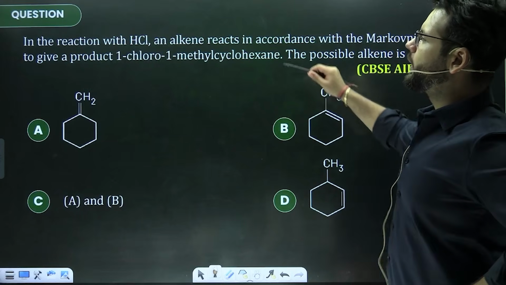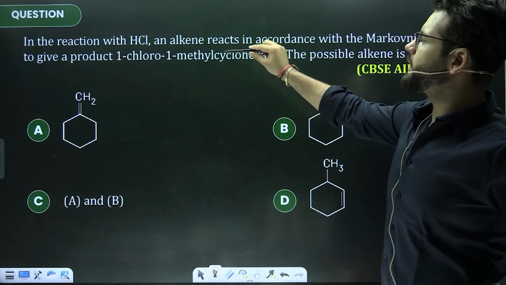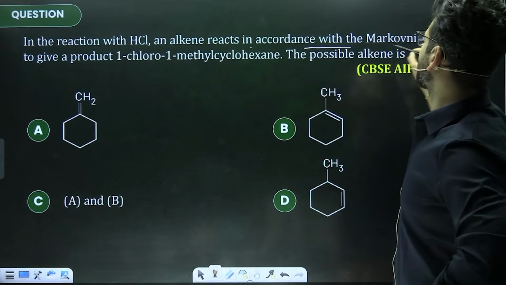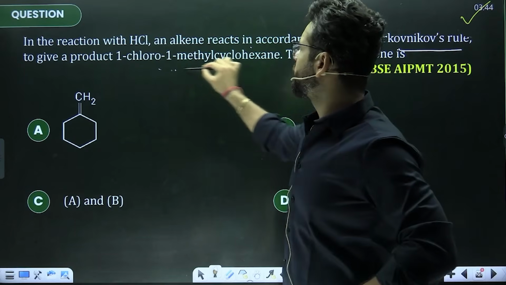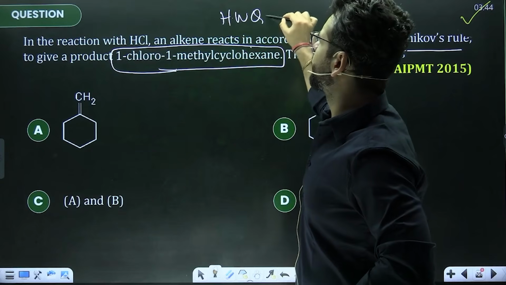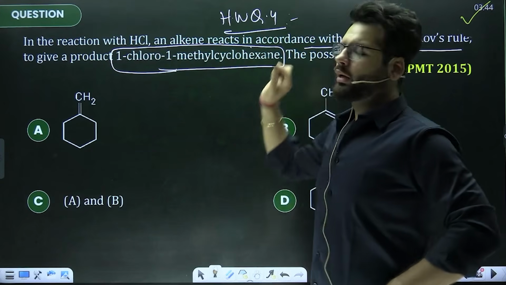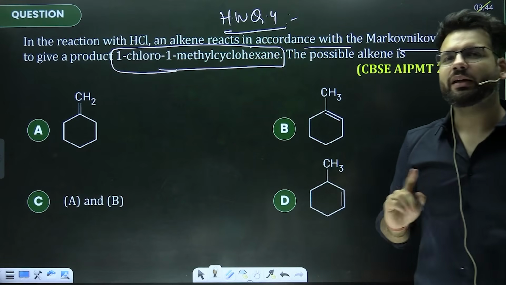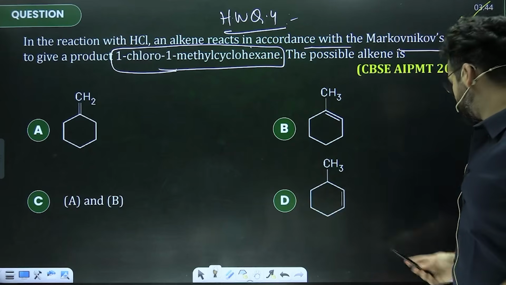Coming to next, in the reaction with HCl, an alkene reacts according to Markovnikov rule to give you this product. Again, a homework question. You need to tell me yourself. Homework question number 4. One by one, keep answering in the comment box. What will be the answer for this one?